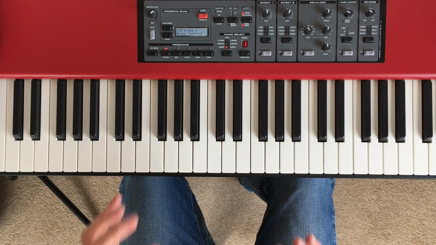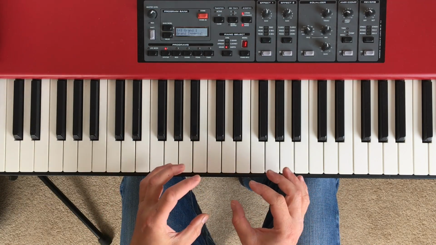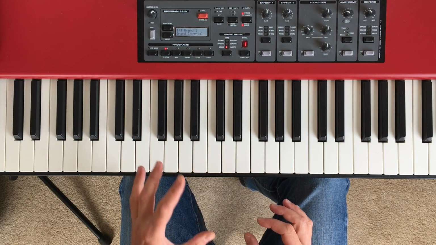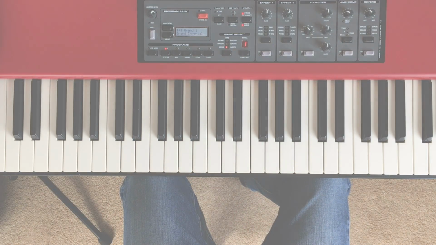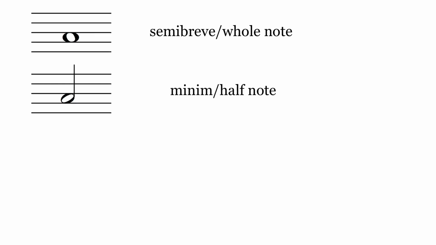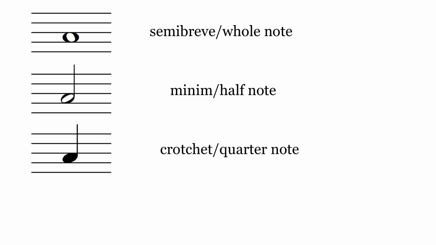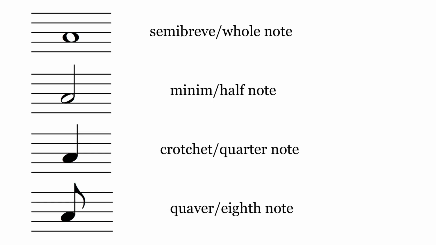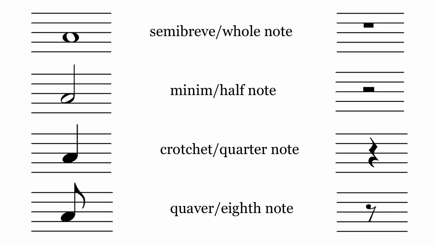And let's start by just recapping what we know so far. We've actually met quite a few different types of note. We've met the semibreve, or whole note, the minim, or half note, the crotchet, or quarter note, and the quaver, or eighth note. And each of those notes has its equivalent rest. You'll remember that a rest is just a gap or a silence in whichever hand it appears, okay? And it lasts for the same amount of time as its equivalent note would.